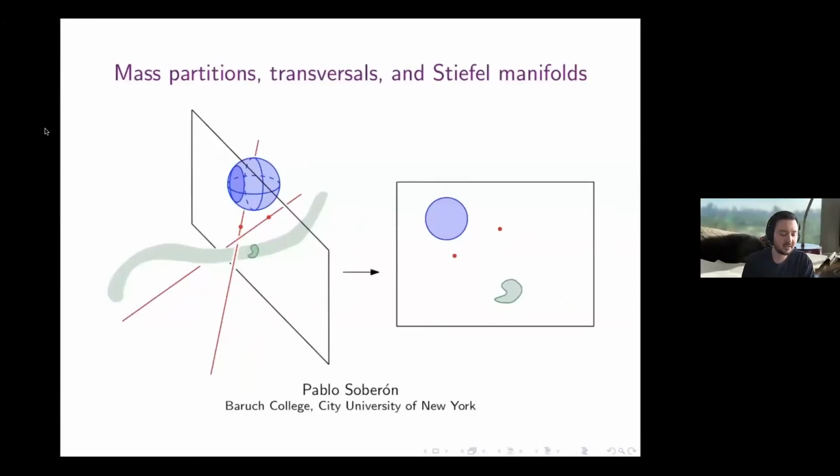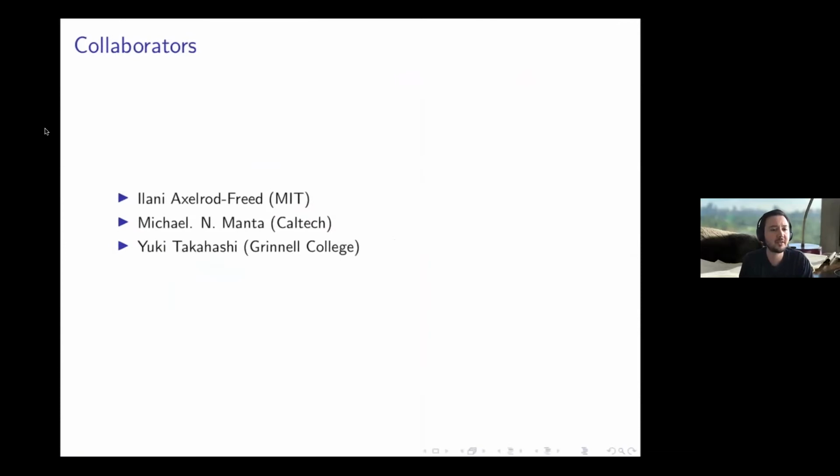But before I begin, let me tell you that this is joint work with Ilani Axelrod-Freed, Michael Manta, and Yuki Takahashi. They're all undergraduates. I started to work with Michael before he started college at Caltech, and Ilani and Yuki worked with me during a summer program we have here at Borsuk. I will mostly focus on the work I did with Ilani and with Michael, and if I have enough time, we'll also talk about the work with Yuki, which is also related, but these are the collaborators in this work.